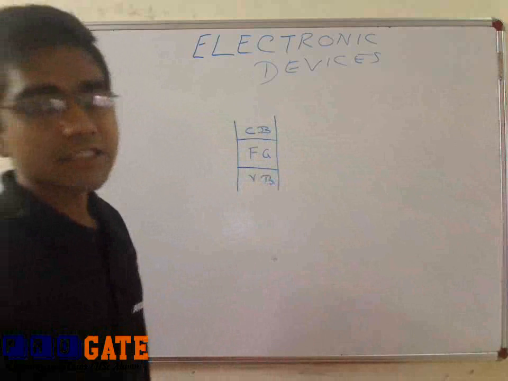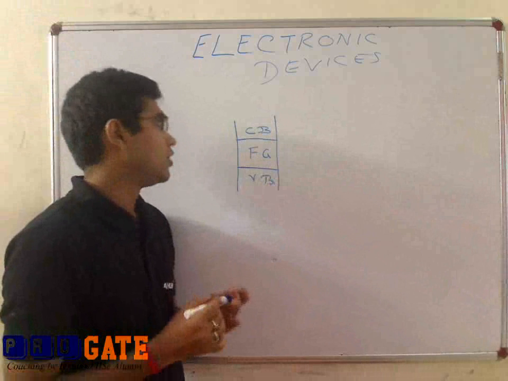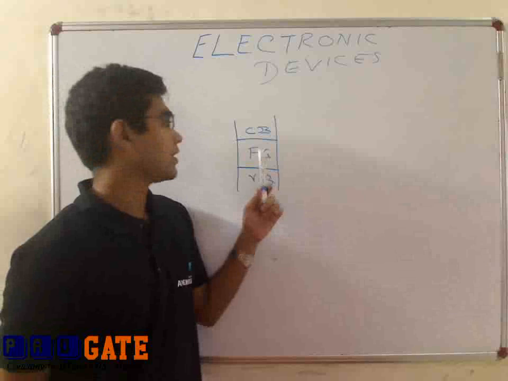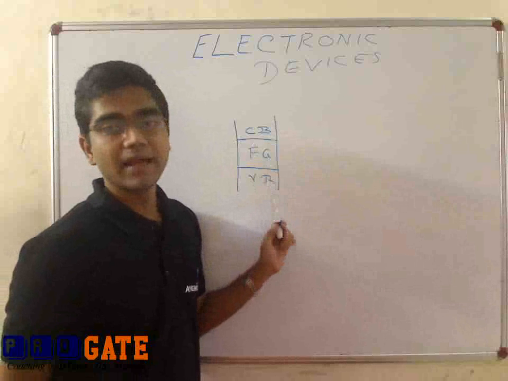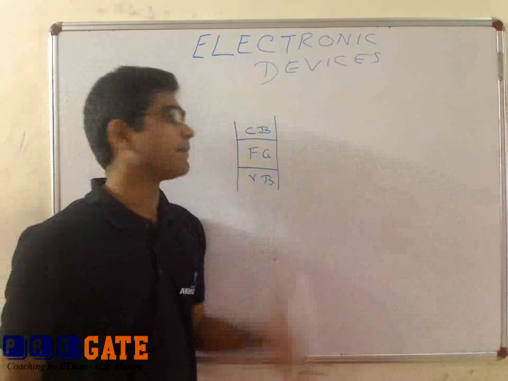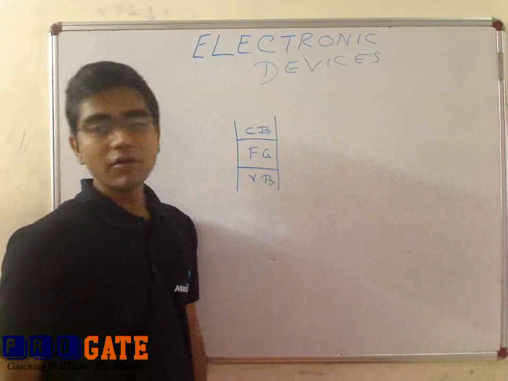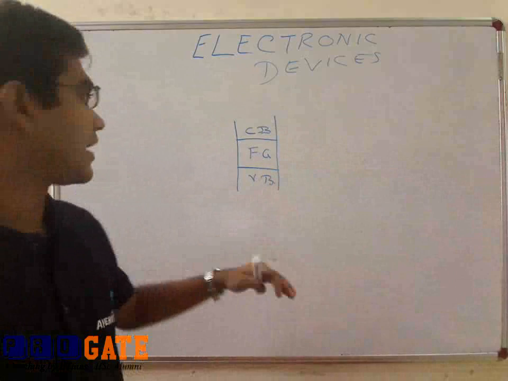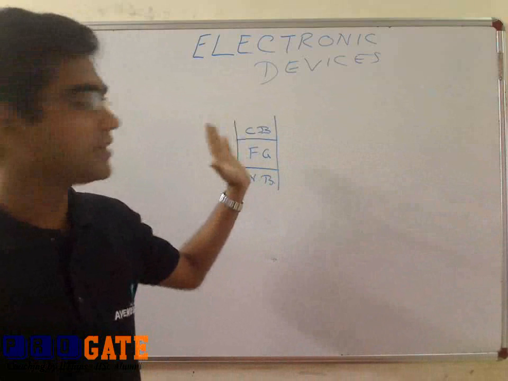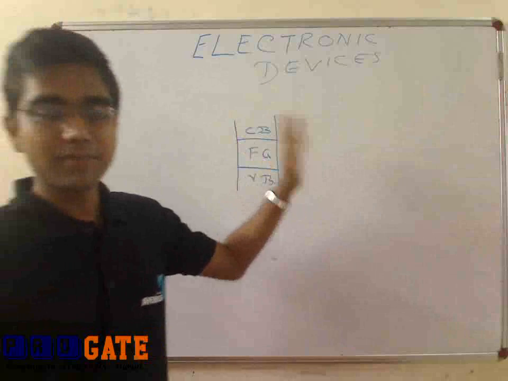Energy band consists of three layers. One is the conduction band, one is the valence band, and in between something called a forbidden gap. Now how does this energy band come up? These things we are going to discuss in about 5 minutes or so.